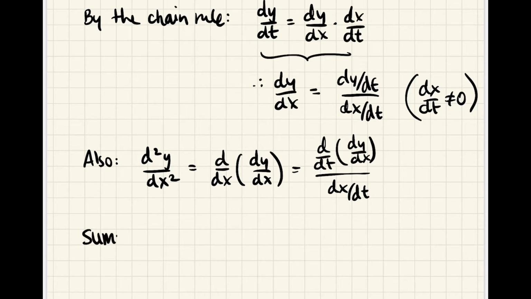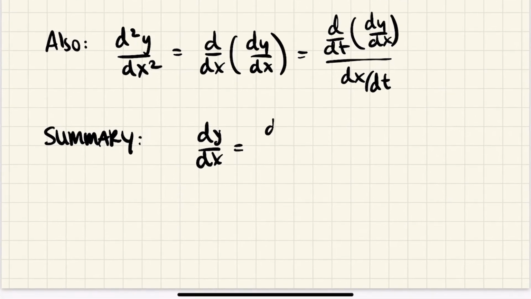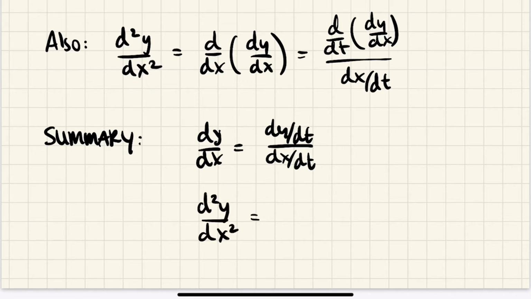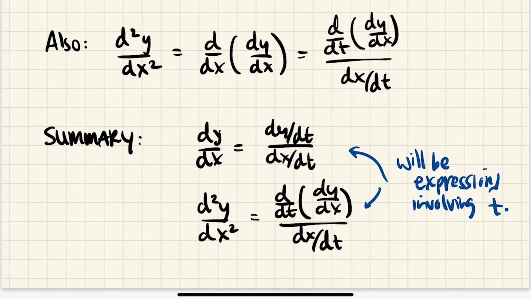So in summary, we have dy dx, which is dy dt over dx dt, and we have the second derivative of y with respect to x, which is the derivative with respect to t of dy dx, and that's divided by dx dt. And these are both functions of t. All right, so yeah, let's go and do some examples now.